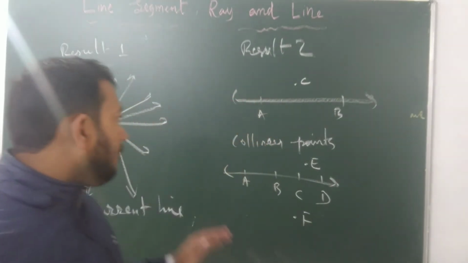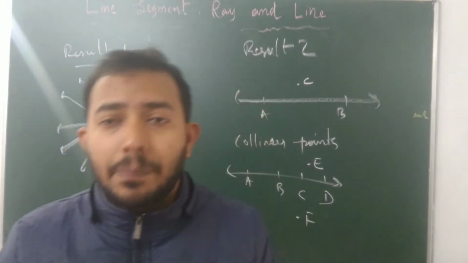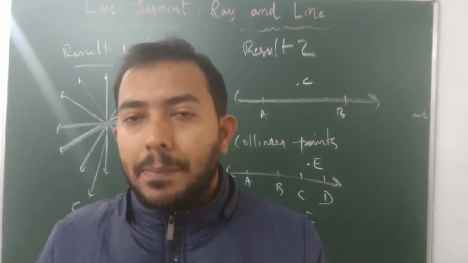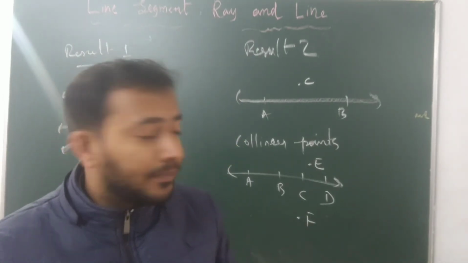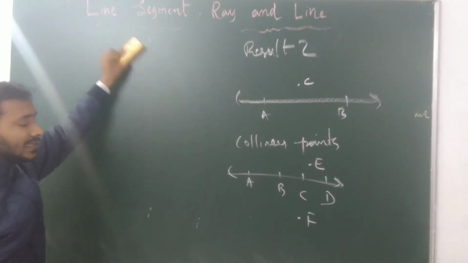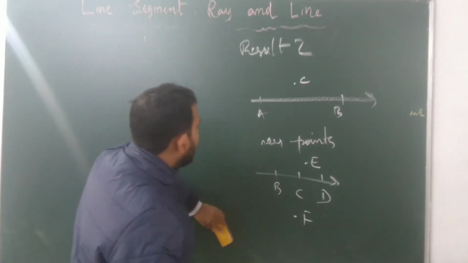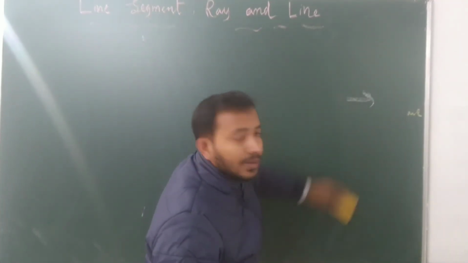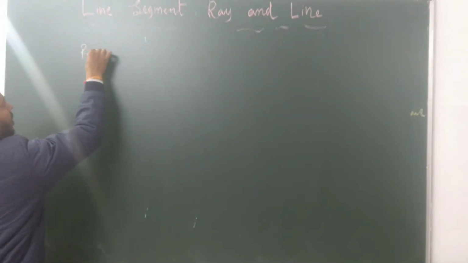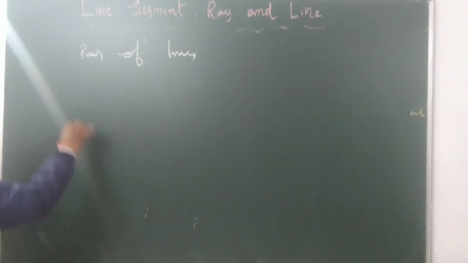Okay. Now we have 2 more pairs. Now we are going to see the pair of lines. So here we have 3 pairs of lines in our syllabus. Let's see. First one is intersecting line. Second one is parallel line. And the third one is coincident line. So the next topic is pair of lines.